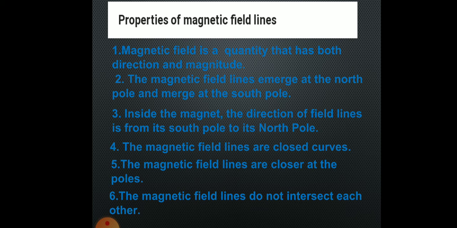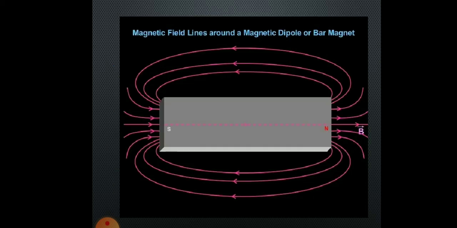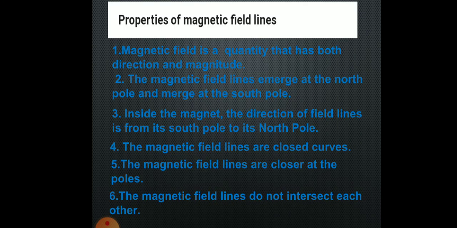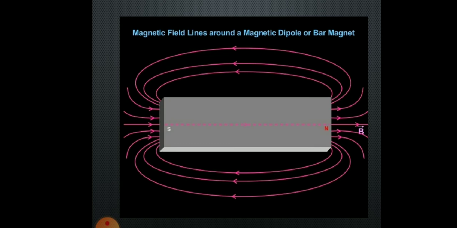These are the properties of magnetic field lines. There are 6 properties I have listed. This is very important from the exam point of view because this question is asked in almost all the question papers: what are the properties of magnetic field lines? And how to draw the magnetic field lines is also asked: draw the magnetic field lines around a bar magnet and list the properties of magnetic field lines. Very important question, okay? You have to know these properties of magnetic field lines, and this diagram also.